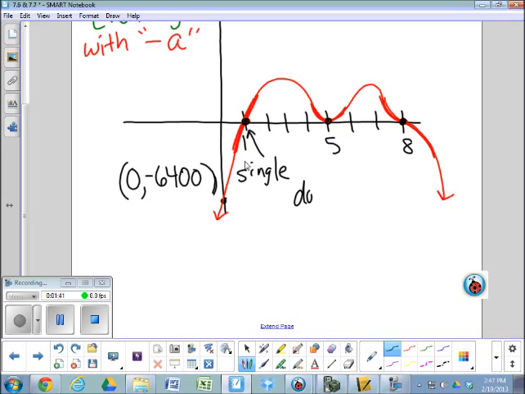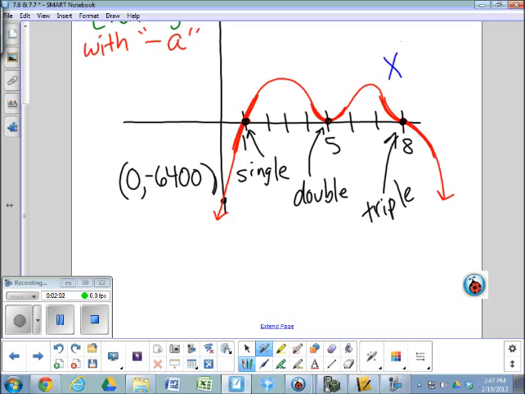I see what's called a double root at 5, because at that x-intercept, it's acting like a parabola, or parabolic. And here at 8, there's a triple root because it's acting cubic. If you don't know what a cubic function looks like, x cubed does this. Negative x cubed does this. So right here, it's acting like an x cubed because it opens up and then switches to opening down.